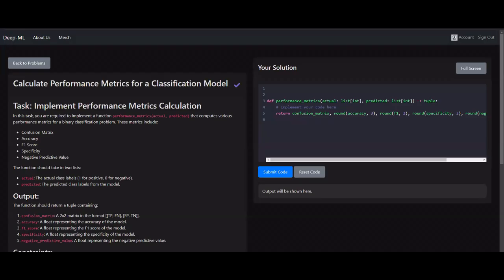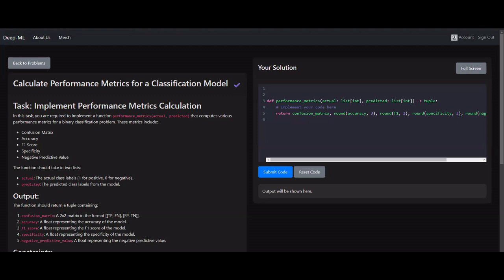Hello everyone. Today we're going to solve problem 77 in DeepML, which is calculate performance metrics for a classification model. Now, this is also a problem that's very dear to my heart because it's the second one that I made that got accepted into DeepML, and it's the follow-up to my previous question, calculate confusion matrix for a binary classification model. Now, as you can see, this problem in itself has a mouthful as a statement.